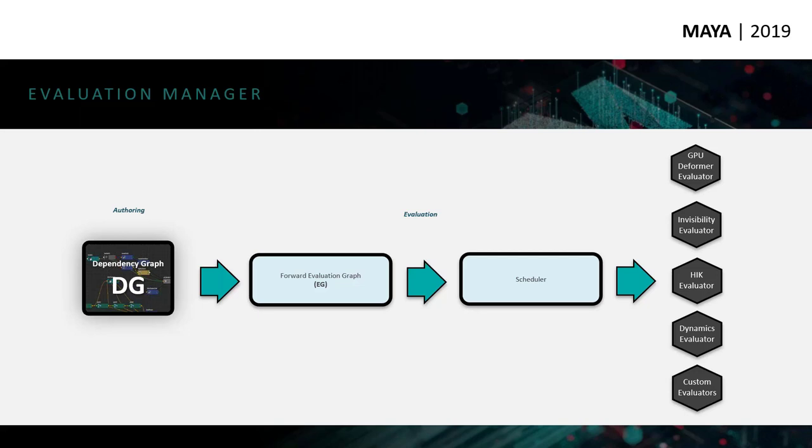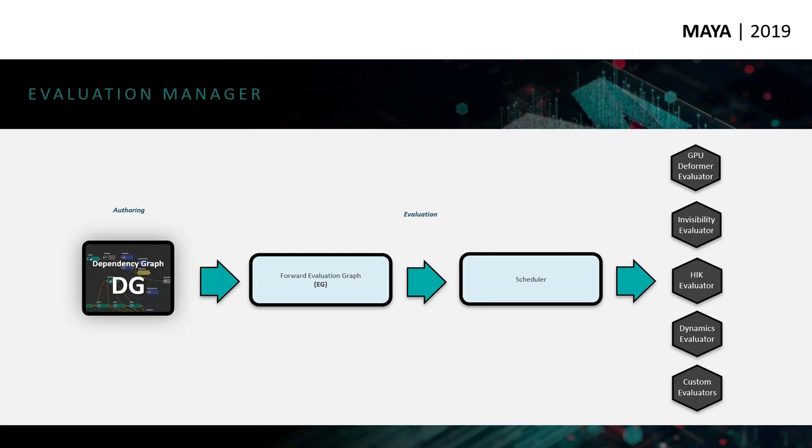For instance, there is something called the GPU evaluator, which allows you to offload things like deformation chains, where you can offload skinning and blend shapes and delta mush deformers and other types of deformation. There's an invisibility evaluator, which deals with invisible objects and figures out what needs to be evaluated and what doesn't based on its invisibility state. The HIK evaluator takes the HIK rig, which is a full-body IK rig ported from Motion Builder to Maya. There's a separate evaluator that deals with dynamics. Dynamics are now supported for parallelization.